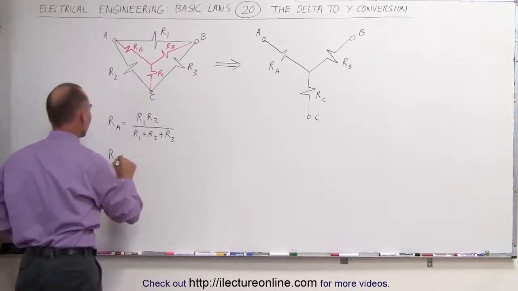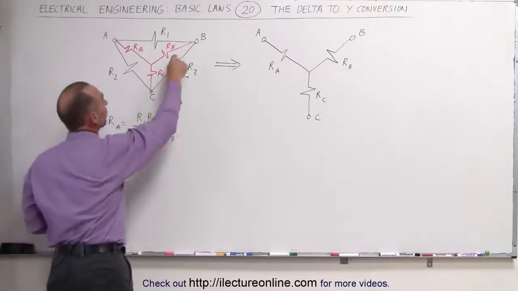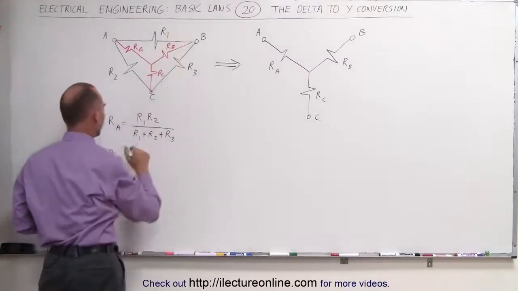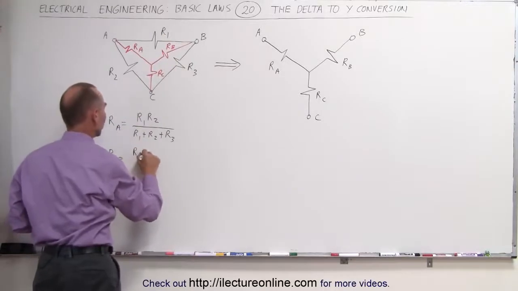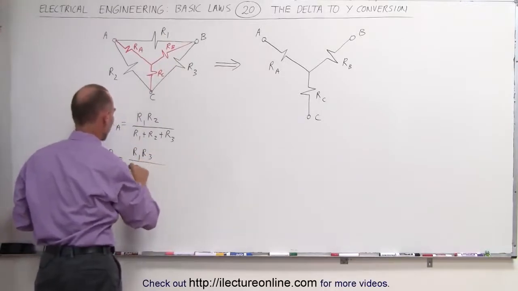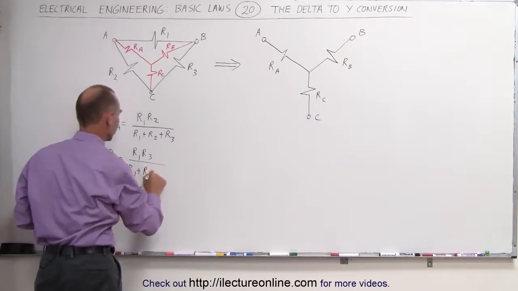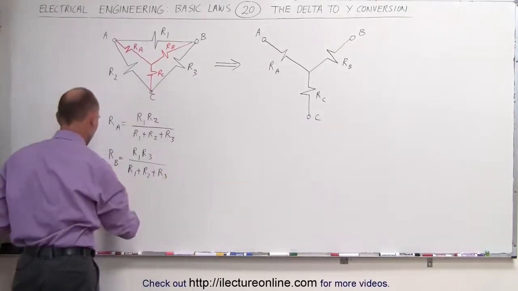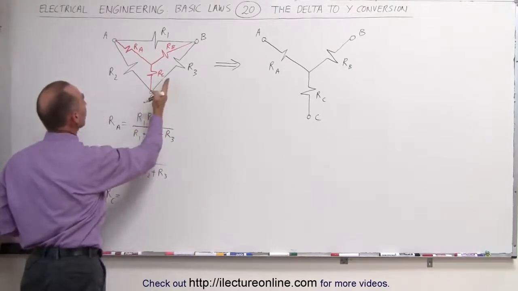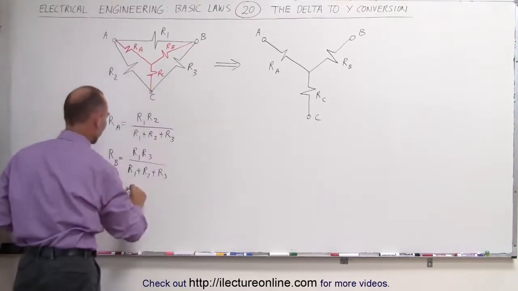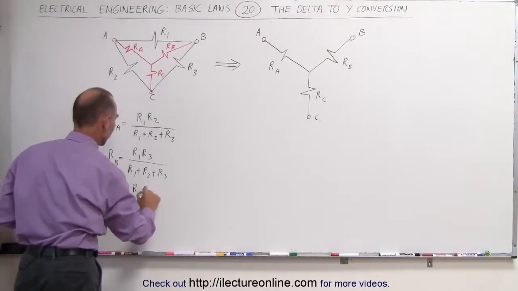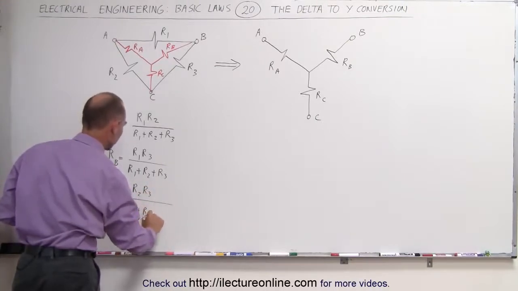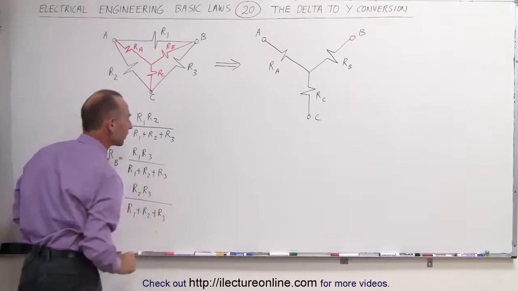RB can now be found to be equal to the product of the two resistors it's in between. RB is between R1 and R3, so this becomes R1 times R3 divided by R1 plus R2 plus R3. And finally, to find RC, again, notice that RC is between R2 and R3, so this becomes the product of R2 and R3 divided by the sum of R1 plus R2 plus R3.